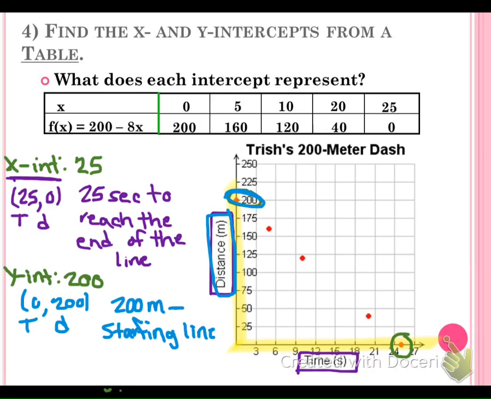So that's what the x-intercept represents, the end of the line, and it takes her 25 seconds to get there, and that's what the 200 meters represents, the starting line where she begins her race.